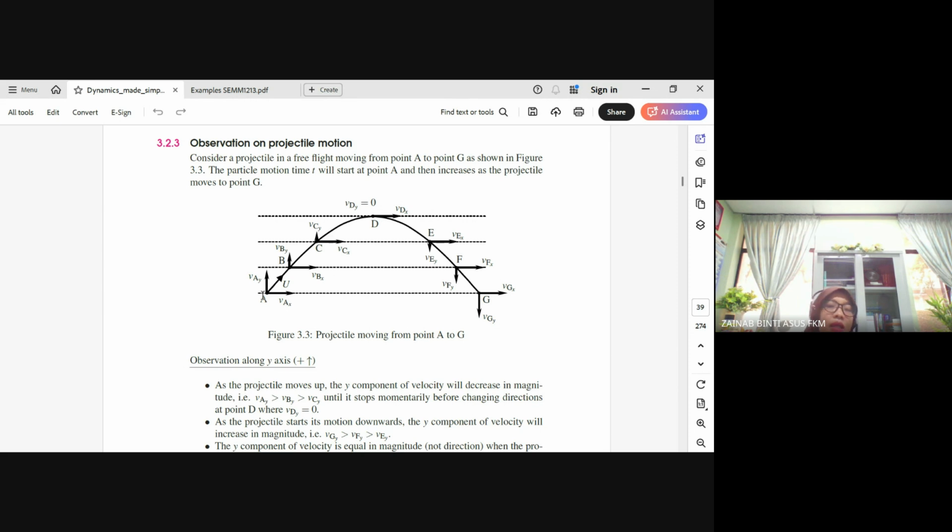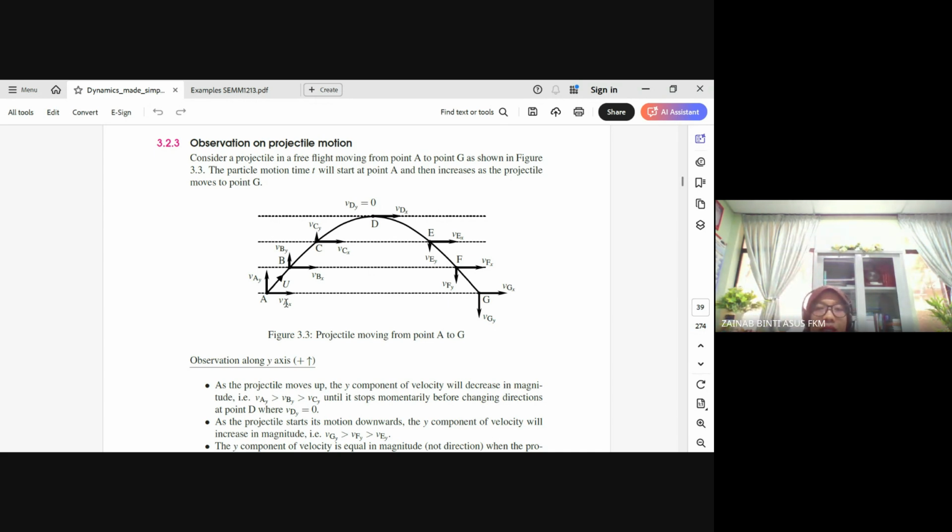If you start from A, you throw it from A, so at A you will have what we call the initial velocity U, and you have some angle when you throw it. When you calculate it, you can resolve it into Ux and Uy. So at A, that is your starting point or initial point, it will become Ux, Uy. Then once it's moving up, it will pass point B and point C.